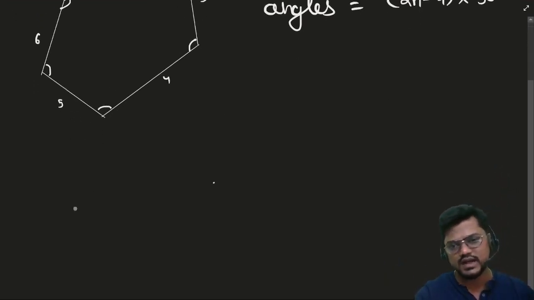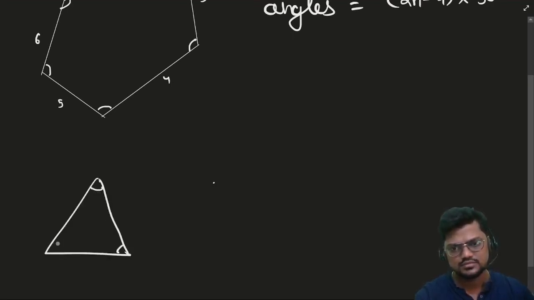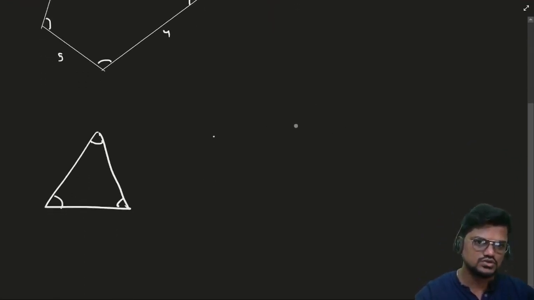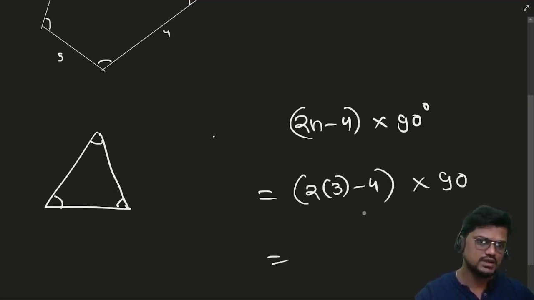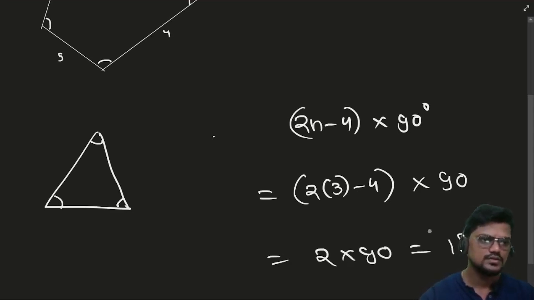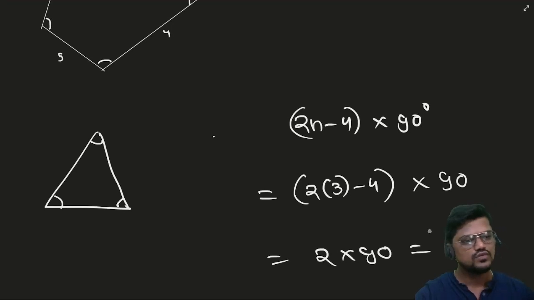We know in a triangle, what is the sum of all the interior angles? 180 degrees. Let us check using this formula: (2n minus 4) into 90. In this triangle we have 3 sides, so that is (2 into 3 minus 4) into 90. That is 6 minus 4, which is 2 into 90, which gives you 180 degrees. It is true for all polygons.